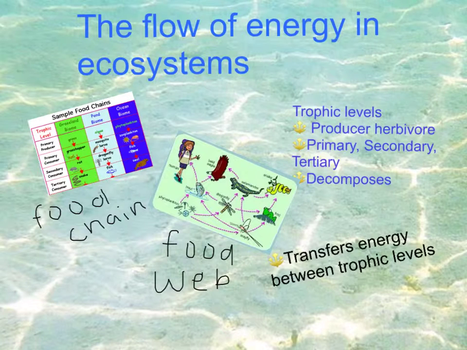It would show all the major plants in the ecosystem, various animals that eat plants, such as insects, rodents, zebras, giraffes, and antelopes, and the animals that eat those animals: lions, hyenas, jackals, and vultures. Trophic levels: producer, herbivore, primary, secondary, tertiary consumers, and decomposers, which transfer energy between trophic levels.